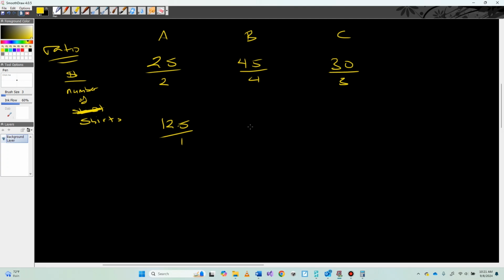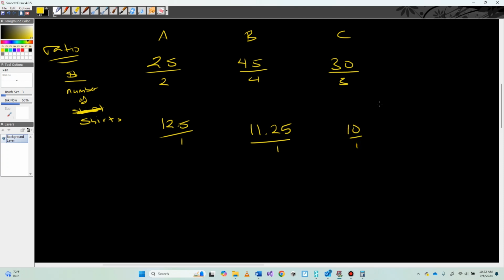Here, let me just do this in my head. 4 into 45 is going to be 11.25, and that's 11.25 over 1. And 3 into 30, well, that's just 10 over 1.